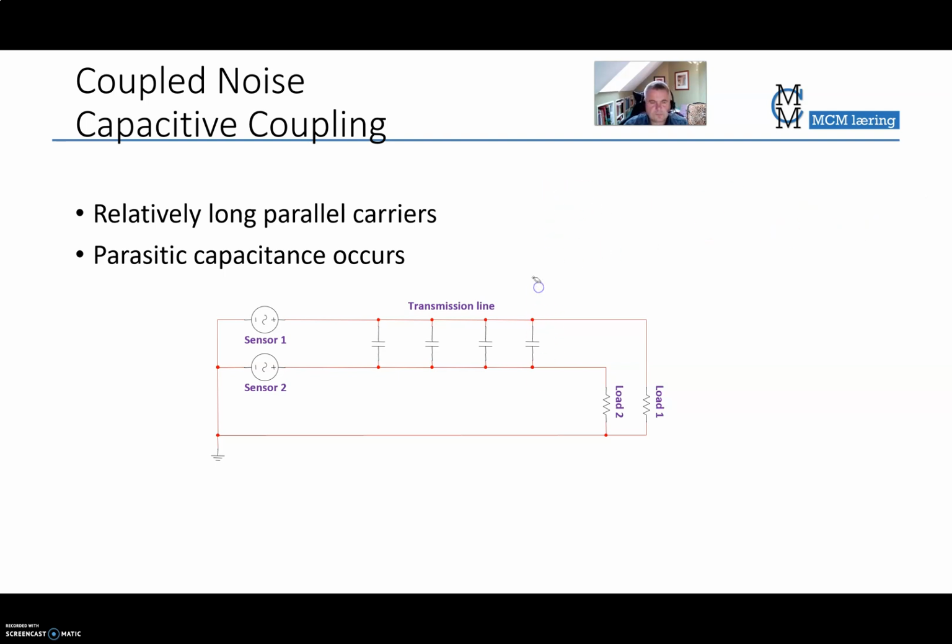Now, of course, that will give crosstalk. So what can you do to avoid that? Well, you can indeed separate the two very much.